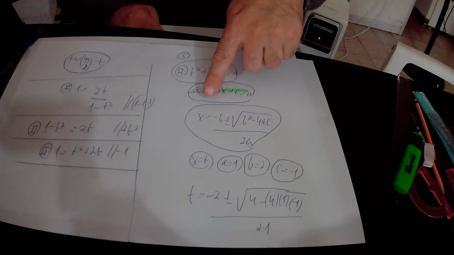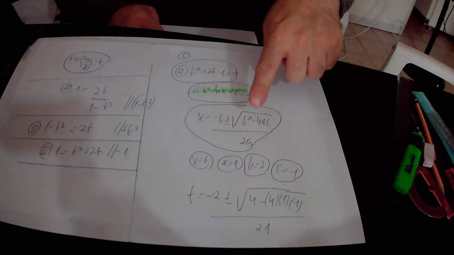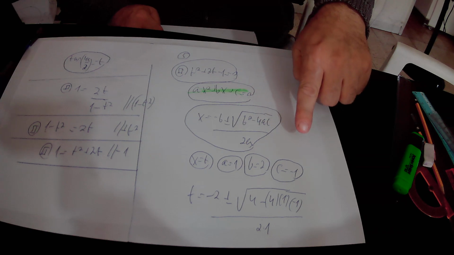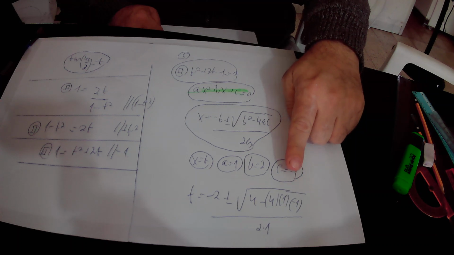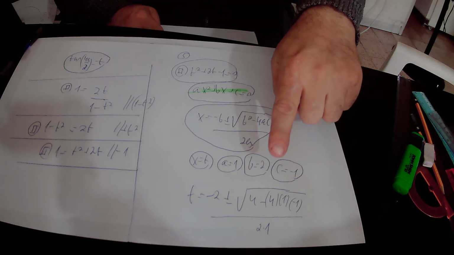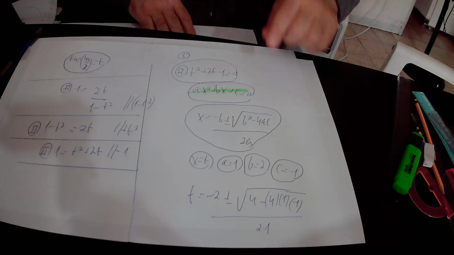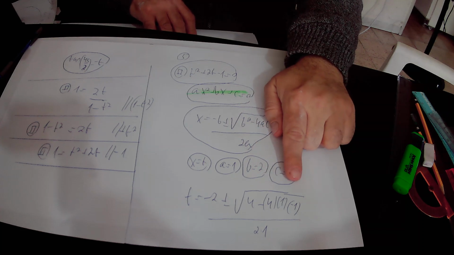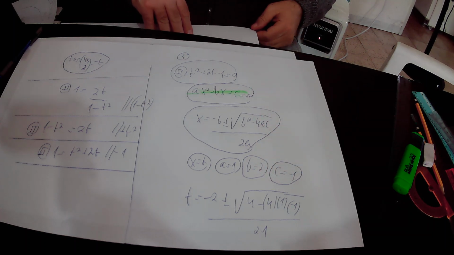So we substitute x by t, and it equals minus b. b is 2, therefore minus b is minus 2, plus minus the square root of b squared. b is 2, so b squared is 2 squared, that is 4. Minus 4 times a, which is 1, times c, which is minus 1, over 2a. So it is over 2 times 1. In conclusion, t equals minus 2 plus minus the square root of, inside the root, 4 minus 4 times minus 1, which is 4 plus 4, that is 8.